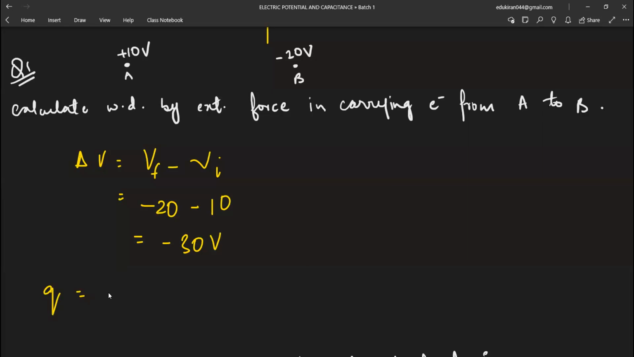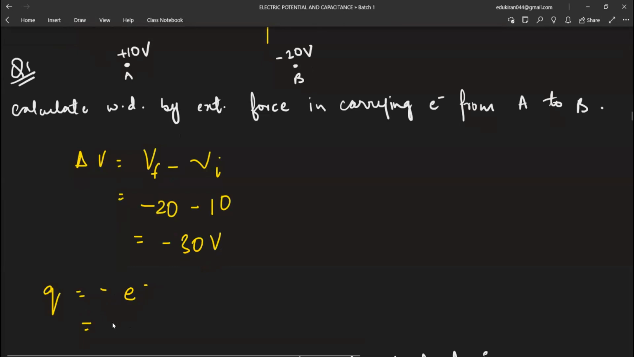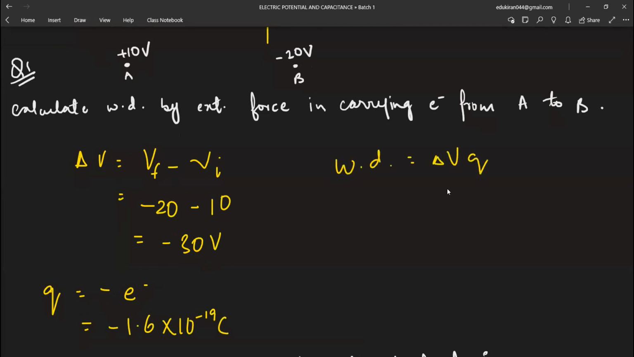What is the charge? It's written electronic charge. So electron is there, so it is negative, right? Not positive. So this is minus 1.6 into 10 to the power minus 19 coulomb. So work done is basically change in potential into charge. It is minus 30 into minus 1.6 into 10 to the power minus 19.